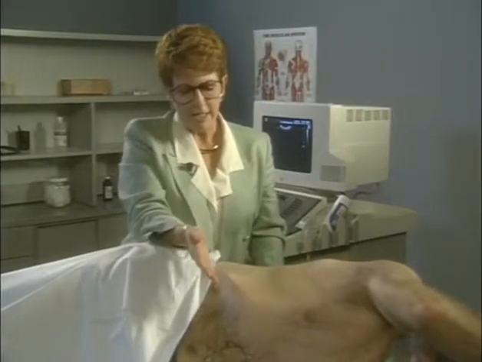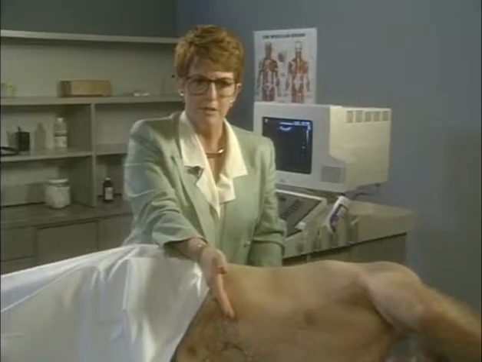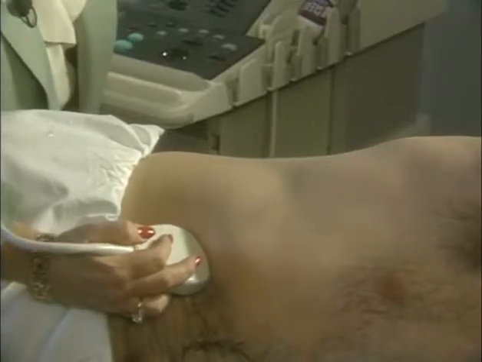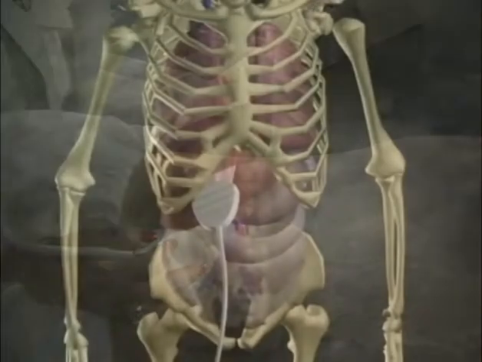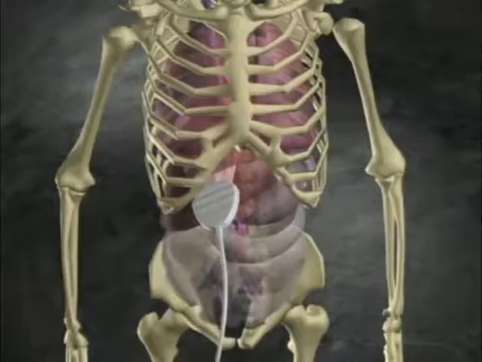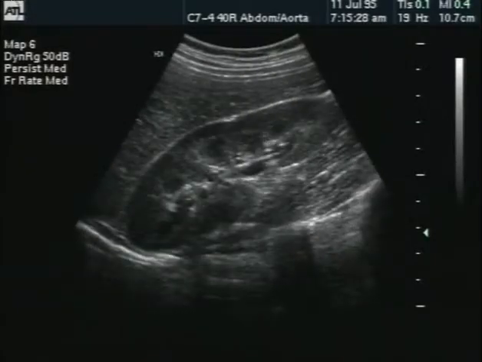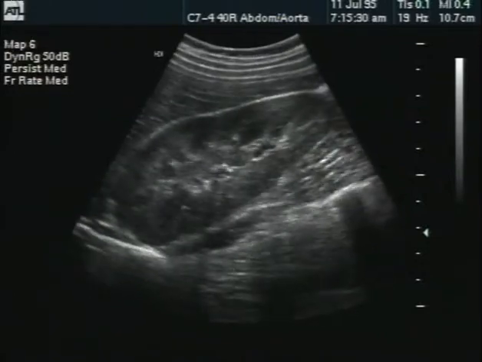The right kidney lies in the crux of the liver. If the probe is placed in the right of midline and angled cephalad to send the beam toward the liver, the kidney may be viewed in long axis. By rotating the transducer 90 degrees, a cross-sectional view of the kidney is possible.